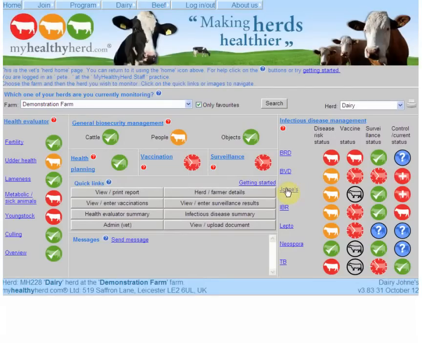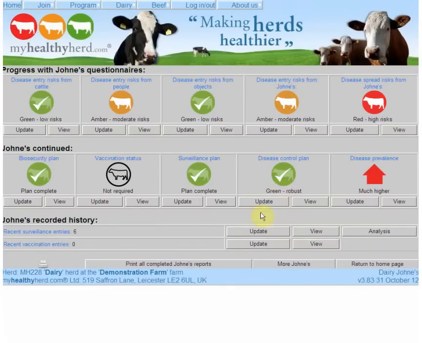How do we use the program? If we click on the blue title here after logging on, we can get to this progress page. If you come here for the first time, these will all be blue question marks, and this will only be populated as you answer the questions. But for brevity's sake, I've pre-populated the risk assessments.